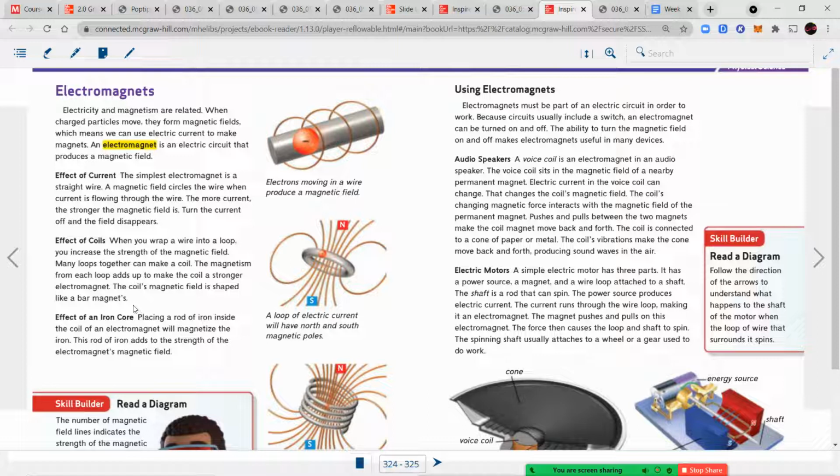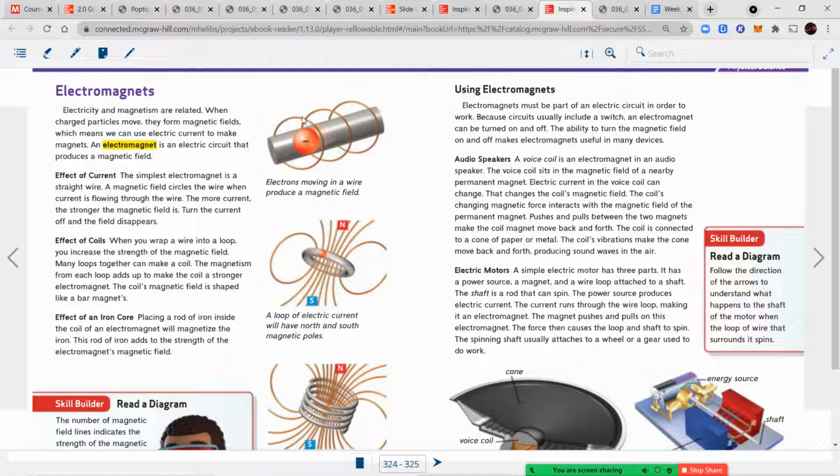So let's take a look at what we read so far. The simplest electromagnet is just a straight wire. Now, if you're wrapping a wire around it and making a coil around the wire or the nail or whatever it is that you're using, every time you're making that loop with the wire, you're strengthening that magnetic field. You're increasing it, making it stronger and stronger.